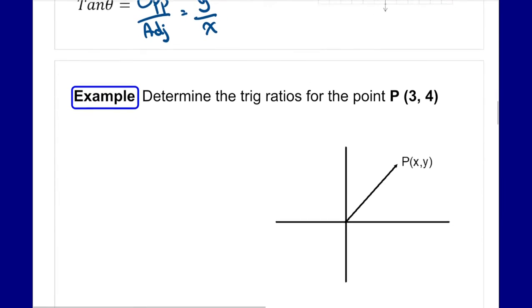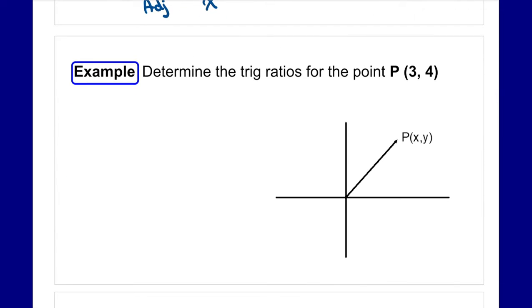So we want to determine the trig ratios for the point P, which is (3, 4). If we imagine that this point here is (3, 4), I'm going to draw my vertical line down. I now should see my right angle triangle. X is the horizontal, or 3 in this case. Y is the vertical, or 4. We don't have r. But how could I find out the length of r, or the length of the terminal arm to that point? How can I find out the hypotenuse of a right angle triangle?